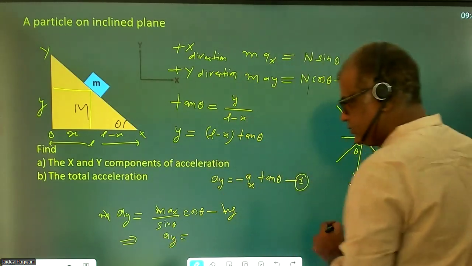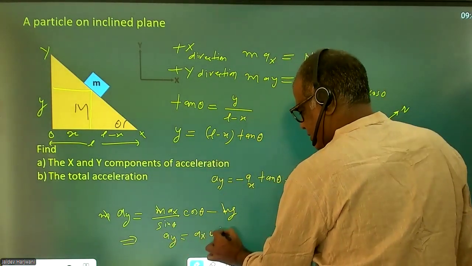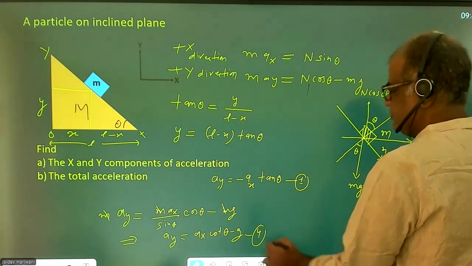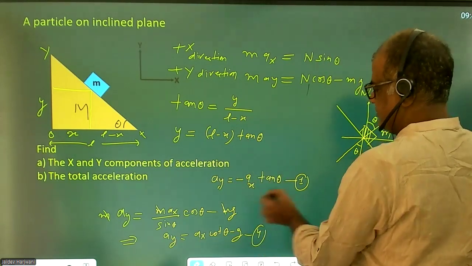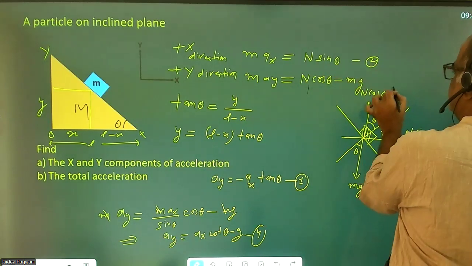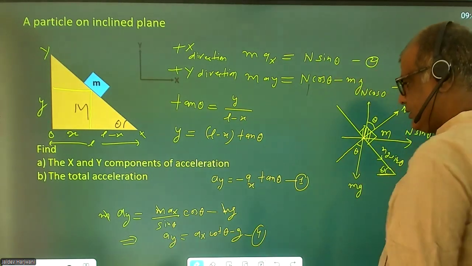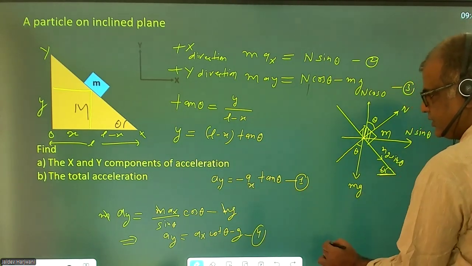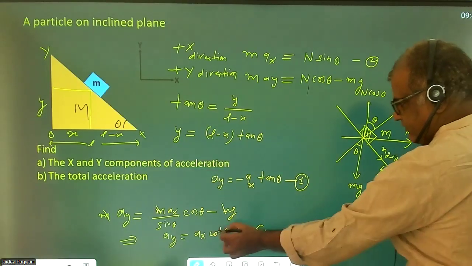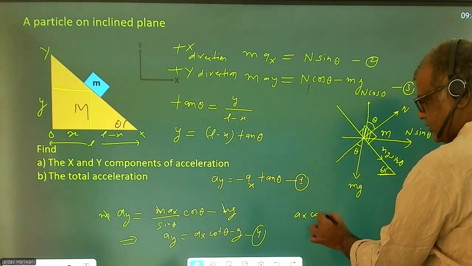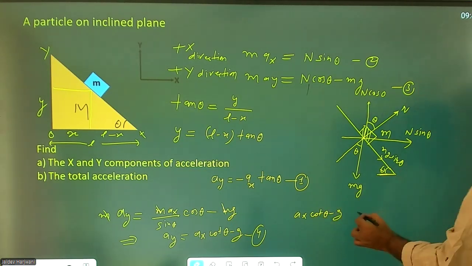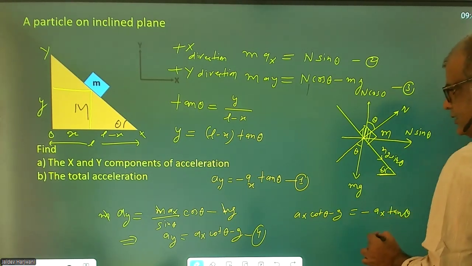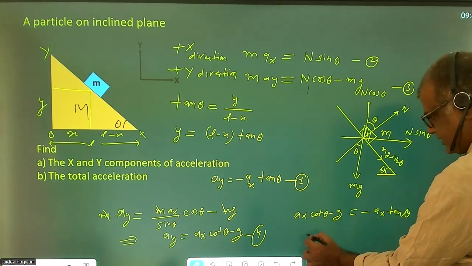Now you have the equation for ay. ay is equal to ax cot theta minus g. So this is equation number 4. This is equation number 1, this is 2, this is 3, and now you say this is 4. And now I can solve this using 1 and 4. So this will give me ay value is ax cot theta minus g, and this is the minus ax tan theta.